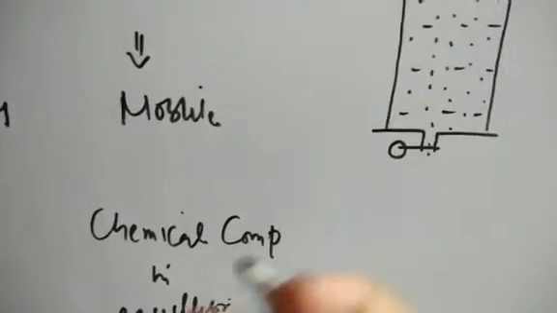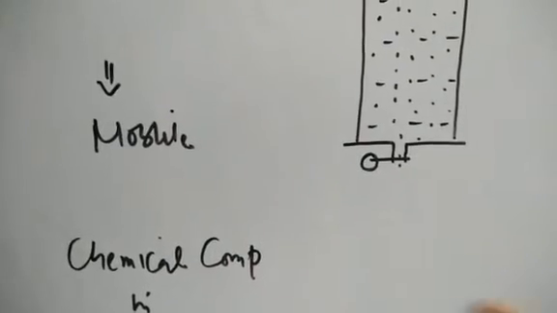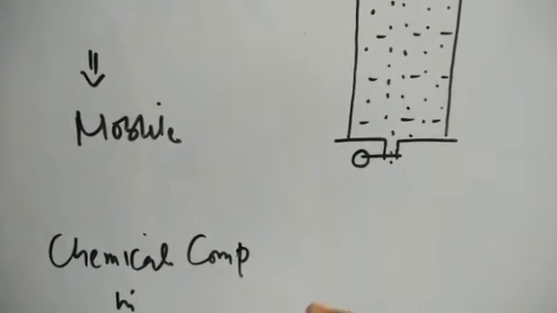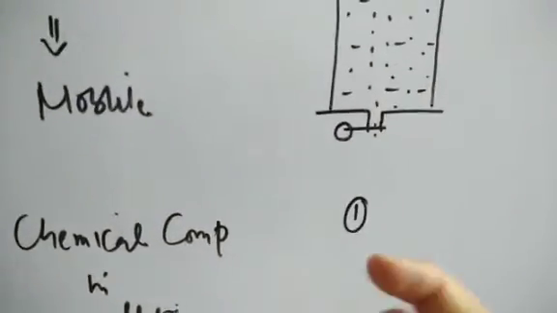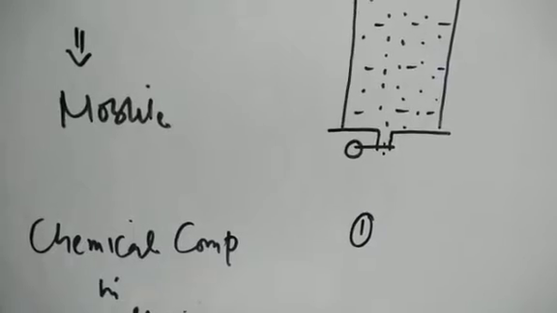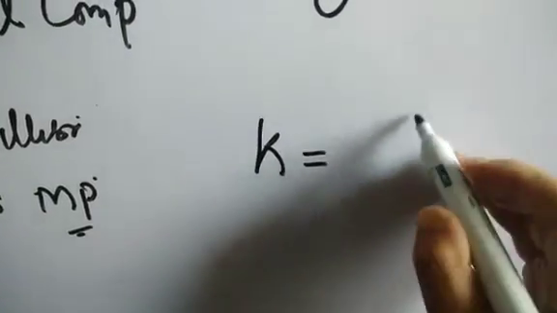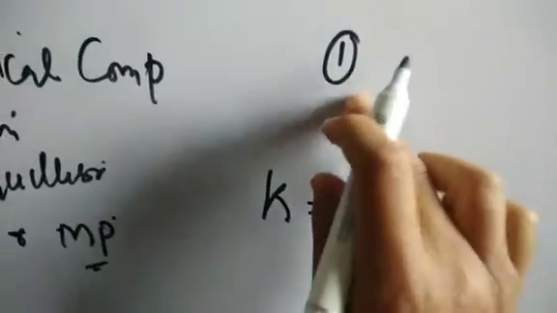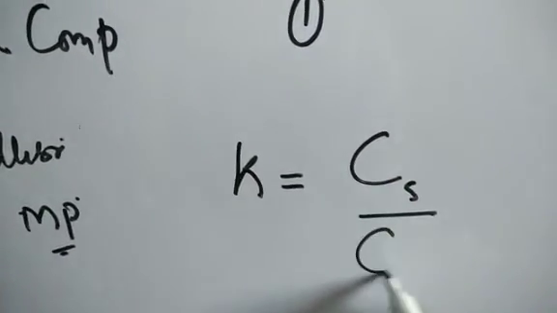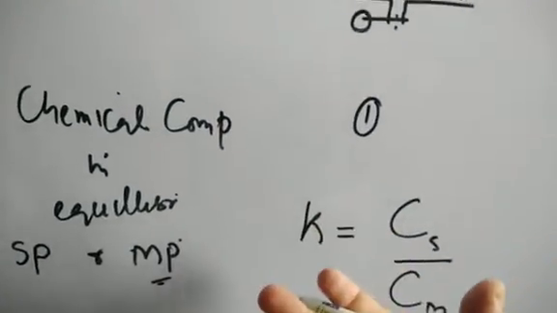Now at this stage, let us talk about the concentration of each component. Let us say component number 1. Concentration of the component in the stationary phase and concentration of the component in the mobile phase. So we'll express it as K is equal to the concentration of that component in the stationary phase, we are talking about component number 1, over the concentration of the component in the mobile phase. Now this ratio is called the partition coefficient or distribution coefficient.